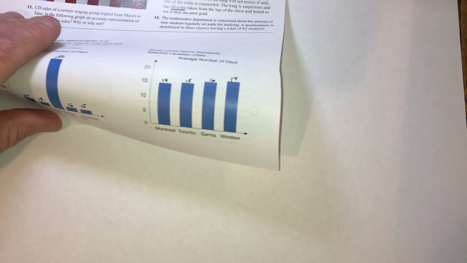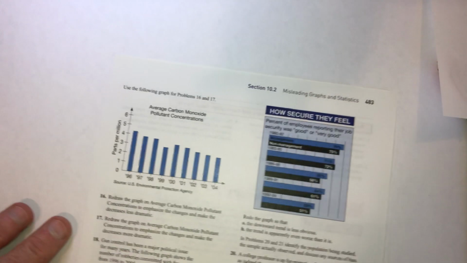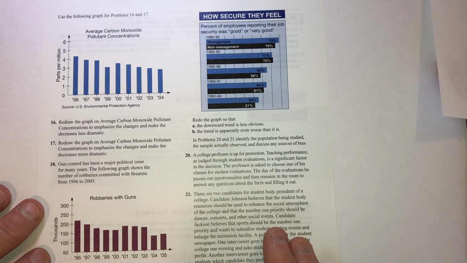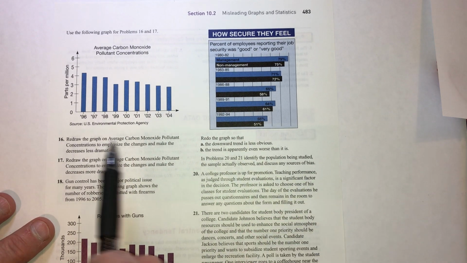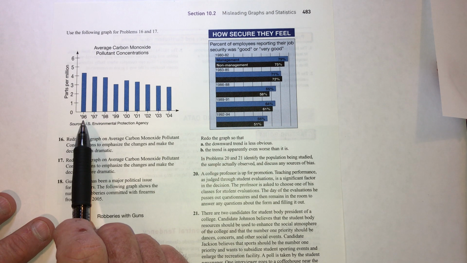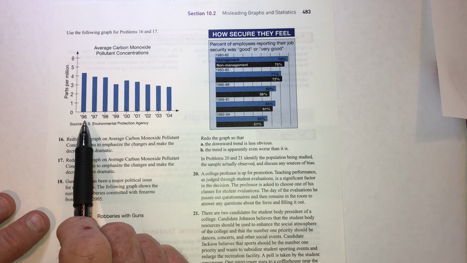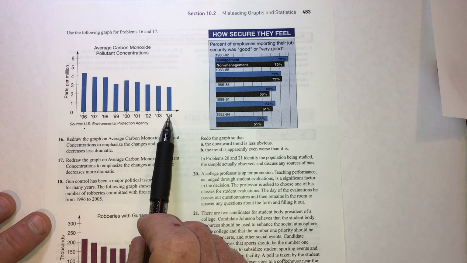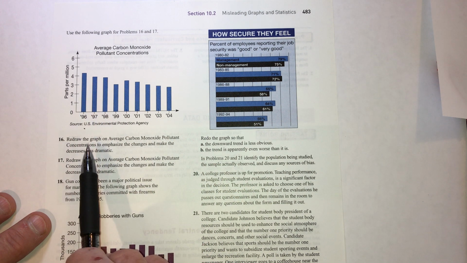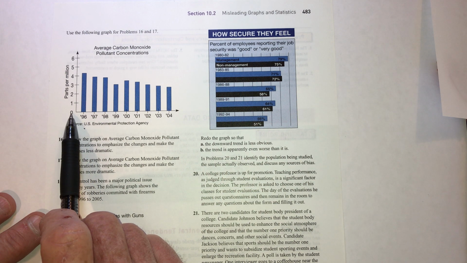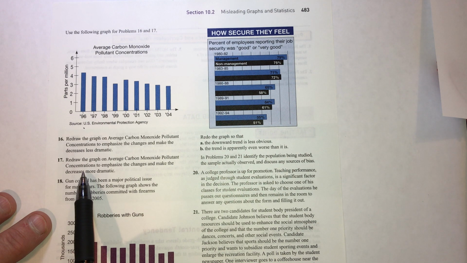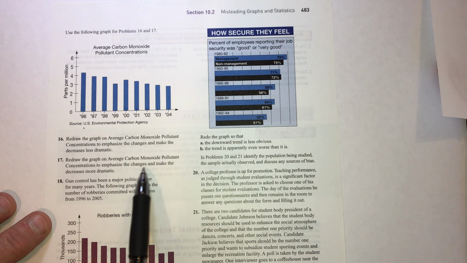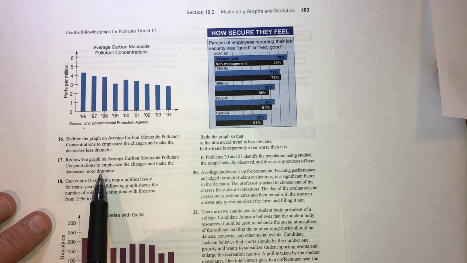Number 17. So they ask you to look at this graph. The average carbon monoxide pollutant concentrations over the years from 96 to 2004 in parts per million. And they did start at 0, so I don't see a problem with that. Redraw the graph to emphasize changes and make the decrease more dramatic.